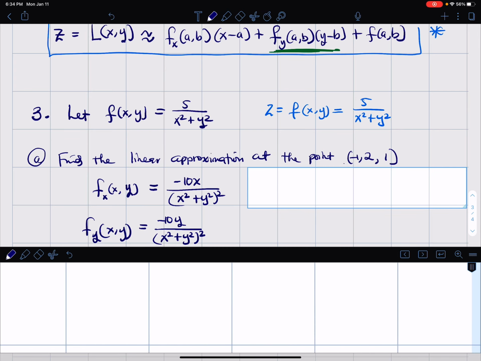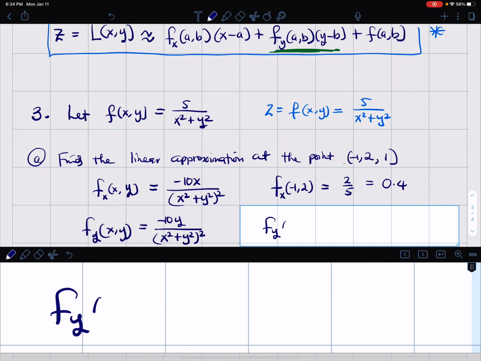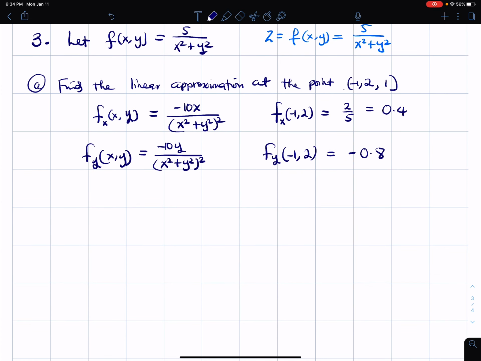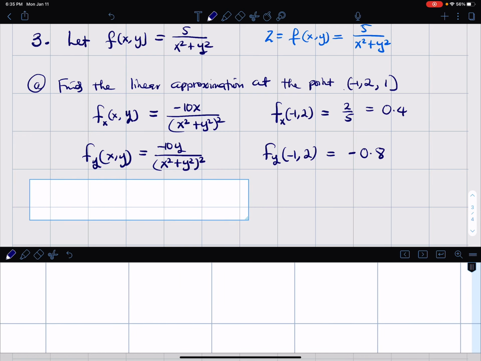You can always check. If we plug in -1 and 2 into these functions, what do we get? fx at -1, 2 is going to be 2 over 5. You can check it, 0.4. And fy at -1, 2 is going to be, I think, -0.8. That's what I got. You can check any of this. Pause the video, check it. If it's wrong, send me an email or let me know about it in class.